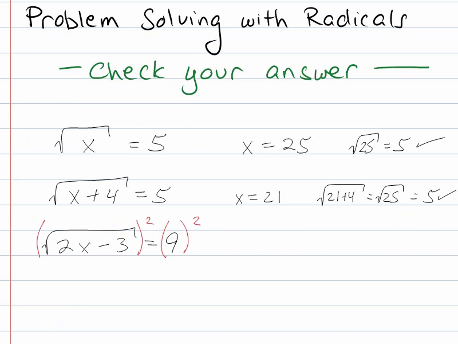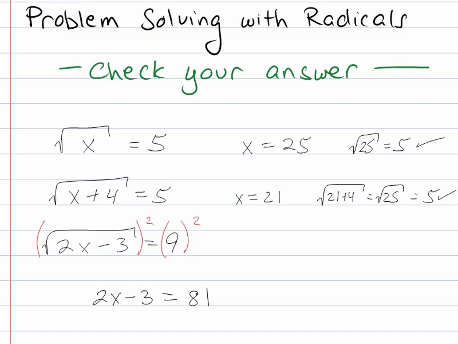Okay? Now I know we've talked about this before. You've been following along with the other videos. Anytime I square a square root, I get whatever I had on the inside. So if I have the square root of 3x, if I square it, I'm just going to get whatever was on the inside. Okay? So by that same logic, here on this problem, by squaring the square root of 2x minus 3, I just end up with 2x minus 3. And that equals 9 squared, which is 81.